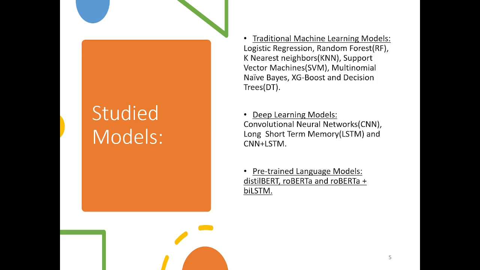And after that, what models are we studying over here? One is from the traditional ones. We study logistic regression, random forest, KNNs, support vector machines, multinomial naive Bayes, XGBoost, and decision trees. And from the deep learning models, we study and analyze CNNs and LSTMs, convolutional neural networks and long short-term memory models, and a combination of them later on. And from the pre-trained language models, we study DistilBERT, RoBERTa, and a combination of RoBERTa plus BiLSTM.